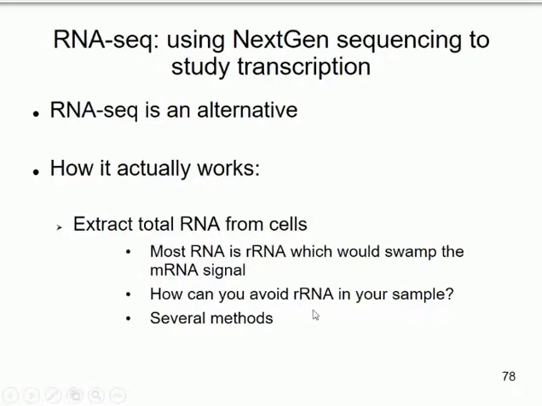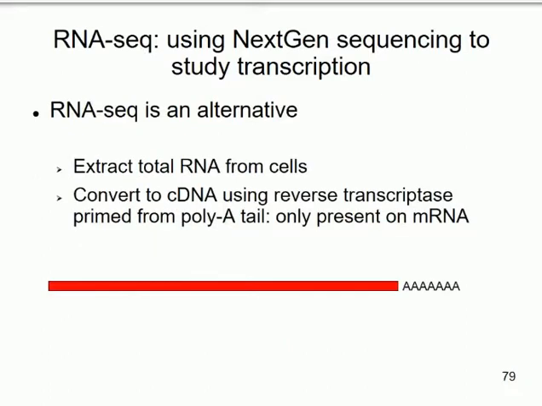And there's different ways of doing this. One method that we use quite a bit with bacterial RNA are magnetic beads, which are coated with oligonucleotides that hybridize to ribosomal RNAs. So all the ribosomal signal sticks to the beads, which we can then remove with a strong magnet, and what's left is mostly message.